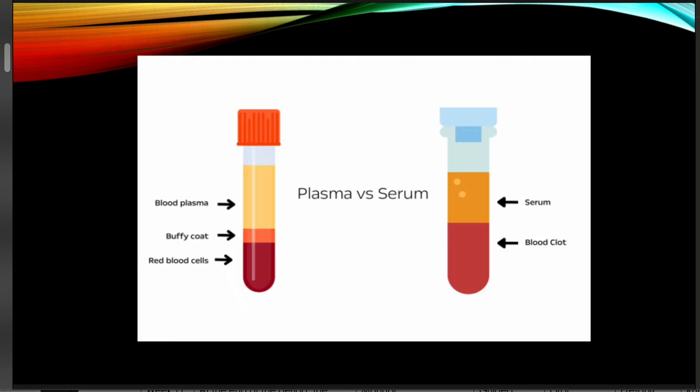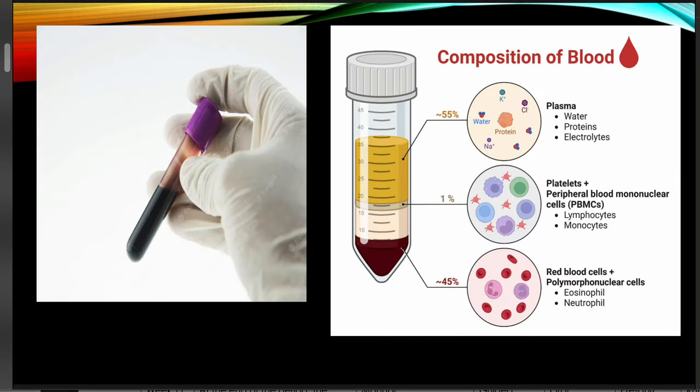So that is your plasma versus your serum. For your serum, your blood has already coagulated, there are blood clots. But your plasma is not. Okay? So your plasma is what we usually use for hematology. Serum, the clotted blood, is usually for clinical chemistry, because serum is what is used there.